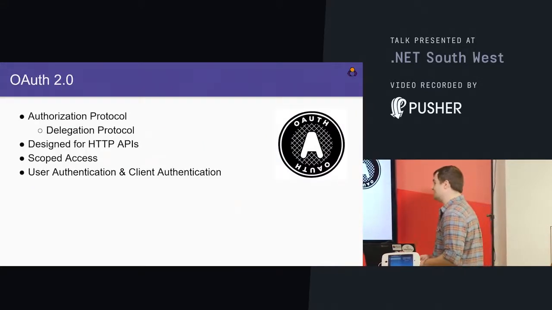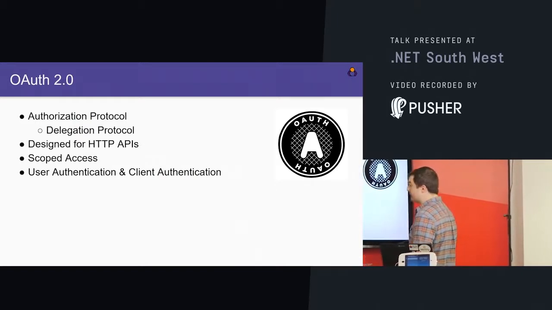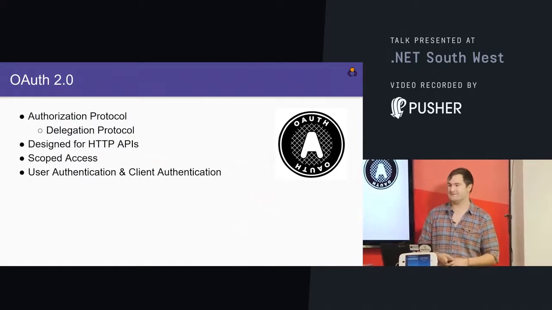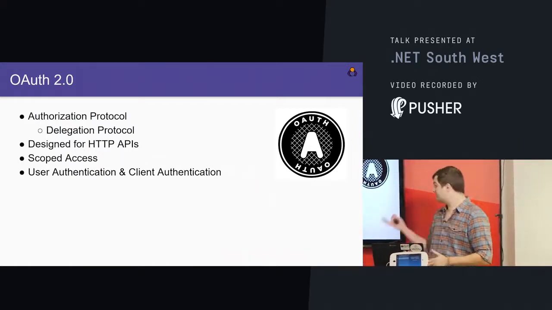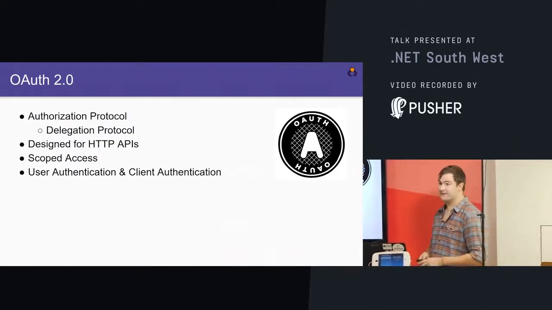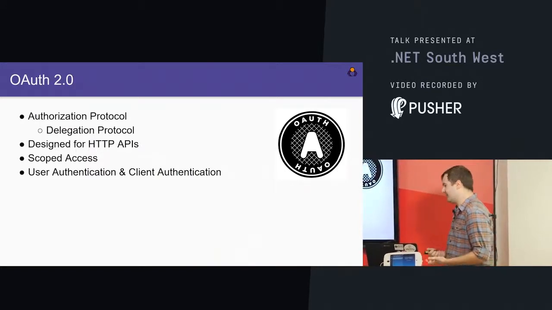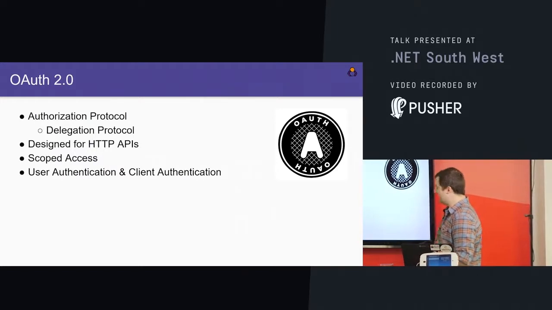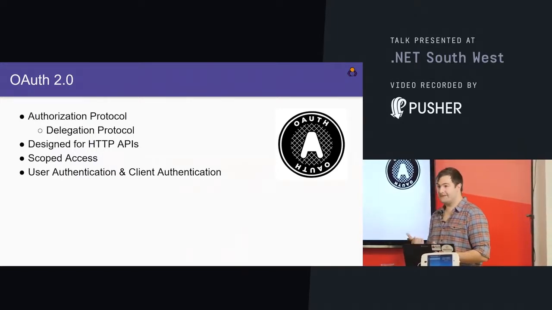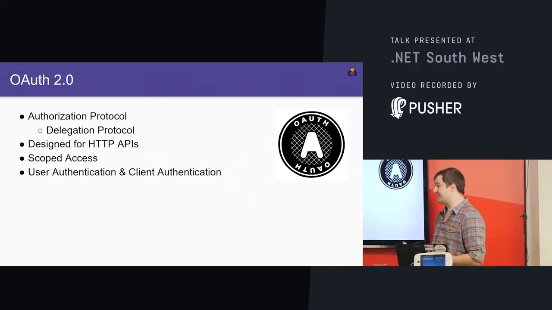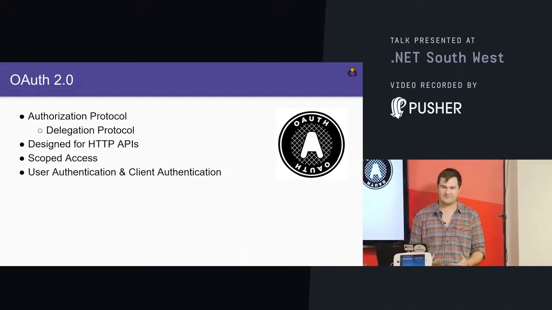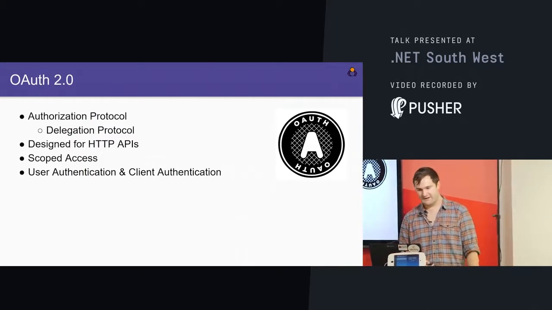So, OAuth 2. OAuth 2 is an authorization protocol. It's the act of saying, right, you're allowed to access something on my behalf. So, better phrased, it's a delegation protocol. I go up to someone, I join an application and say, right, you're allowed to send emails on my behalf. Emphasis on sending emails. So it's scoped access. I'm only giving you permission to send emails. You can't read them, you can't delete them, you sure as hell can't change my password.